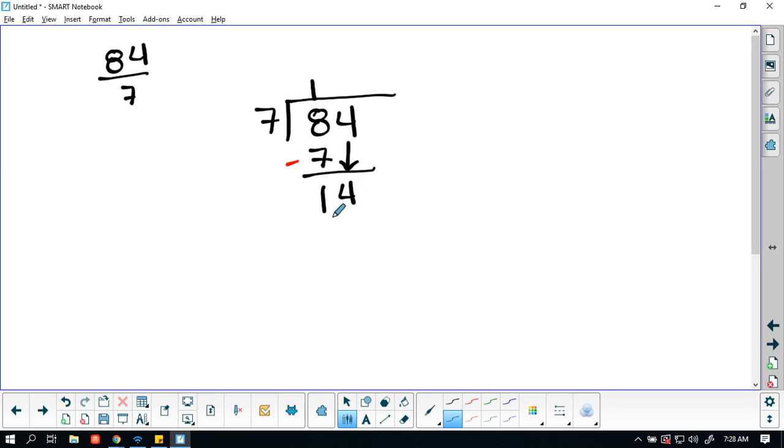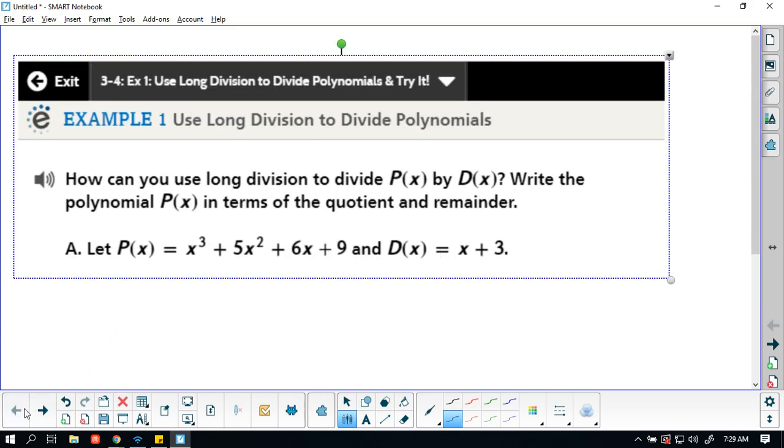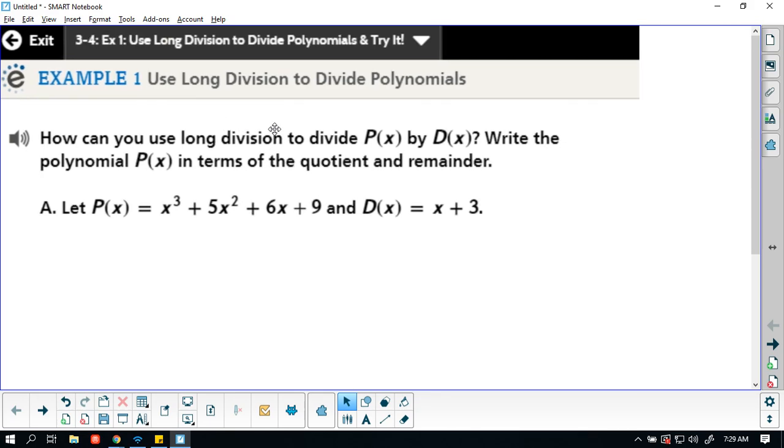And again, I'm going to repeat that process. 14 divided by 7 is 2. Place the 2 above the 4. 2 times 7 is 14. Then I'm going to change the sign. And in this case, I have no remainder. So we're going to use that algorithm to find the quotient for our first part here.